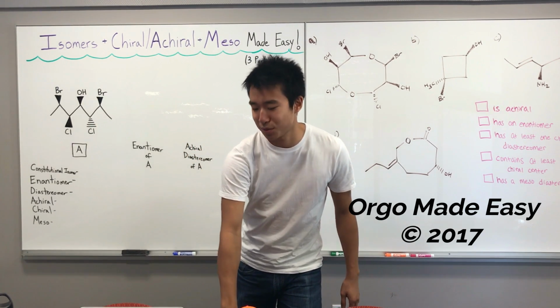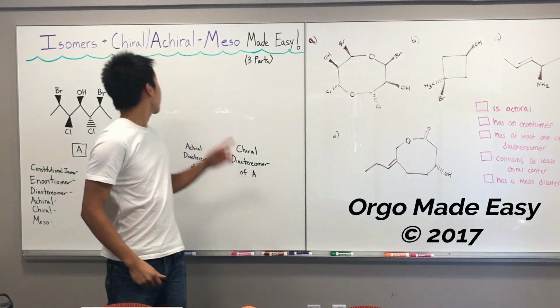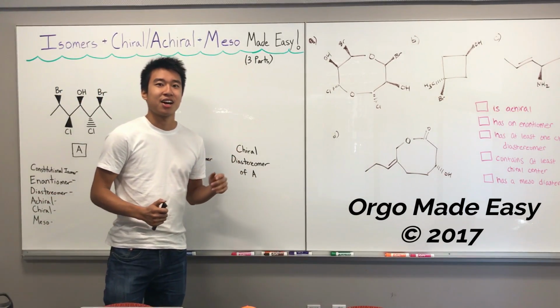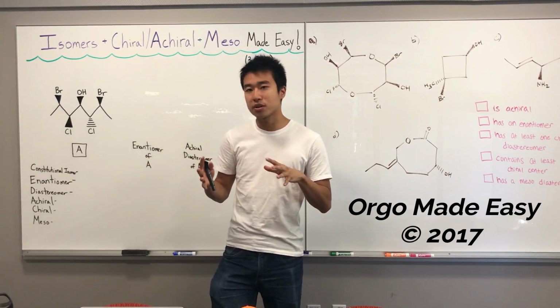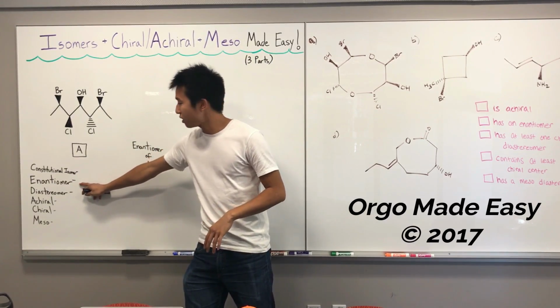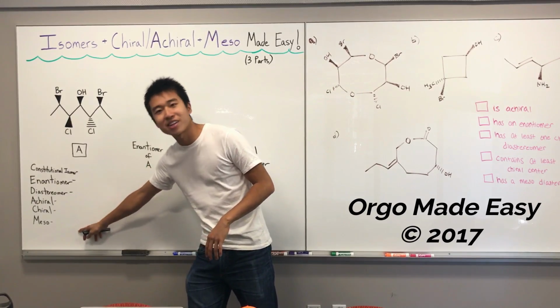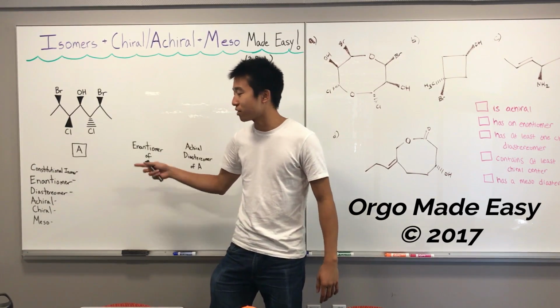Hello! Hey guys, welcome to Isomers: Chiral, Achiral, and Meso Made Easy. This is going to be a three-part series, and we're going to mainly focus on clarifying these five things down here: enantiomers, diastereomers, achiral, chiral, and meso.